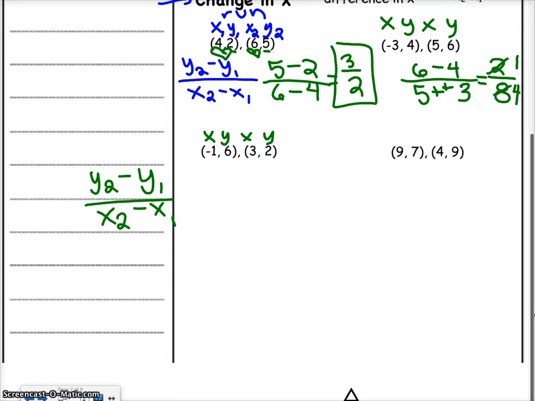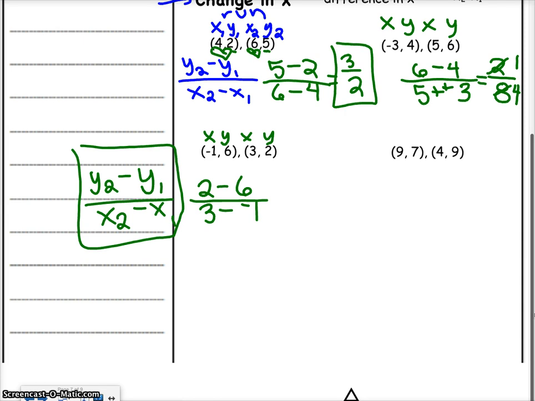Let's see. Eli, what's my second y? Your second y is 2, minus my first y 6, over, what's my second x? 3, minus my first x. -1. Does anyone have a question where these numbers came from? Remember, it's all to do with that formula. This is what I know.